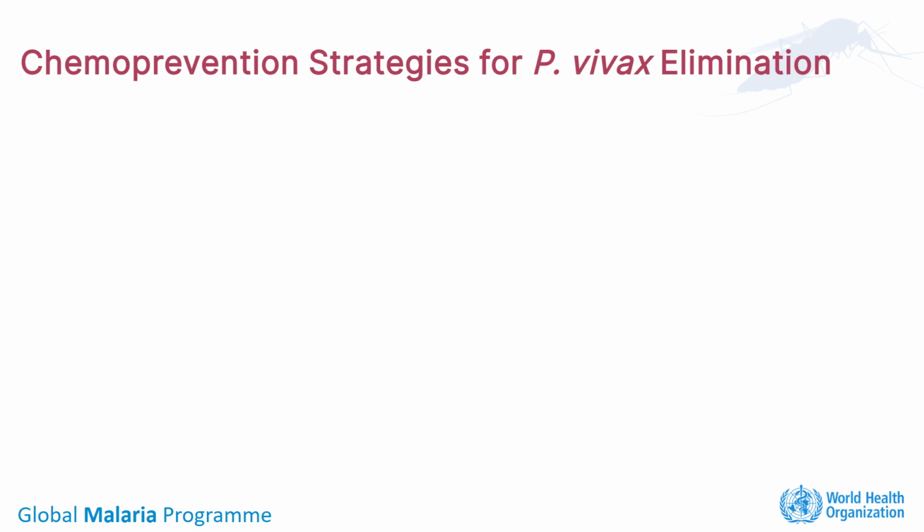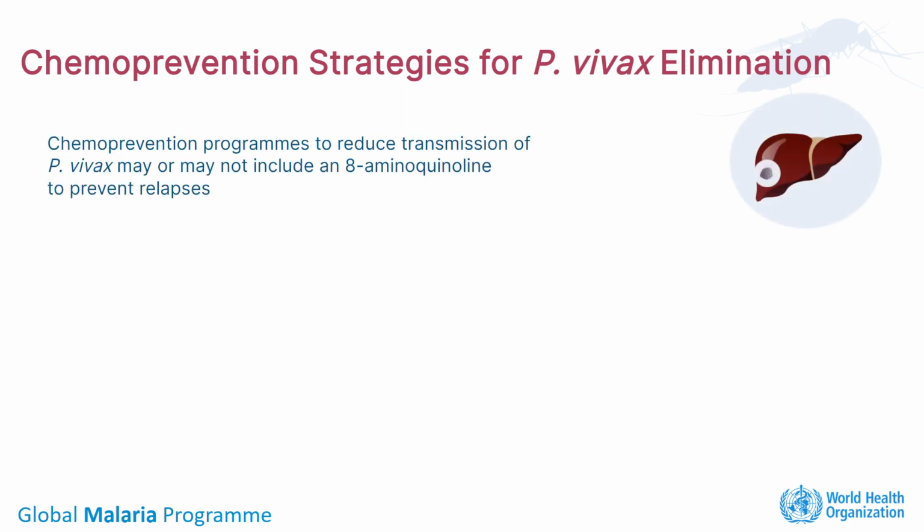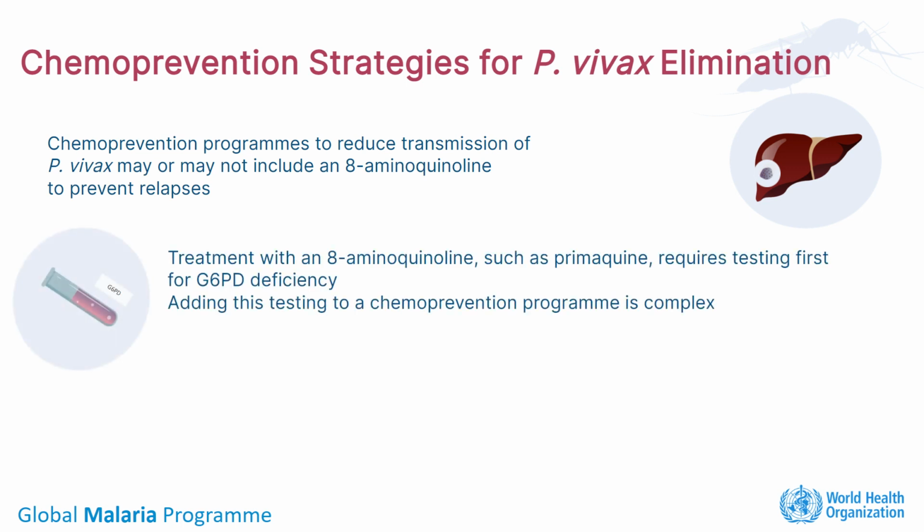All of the three chemoprevention strategies discussed, MDA, TDA, and RDA, can be used to reduce the transmission of both Plasmodium falciparum and Plasmodium vivax. As you remember from Unit 2, Plasmodium vivax has a hypnozoite stage in the liver that may relapse and cause a new blood stage infection months to years after the initial infection. Without specific treatment with a drug from the 8-aminoquinoline class, which includes primaquine, the liver stage of the parasites cannot be treated and the relapses will occur.